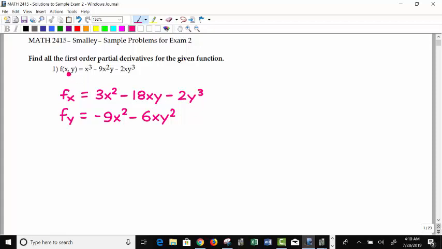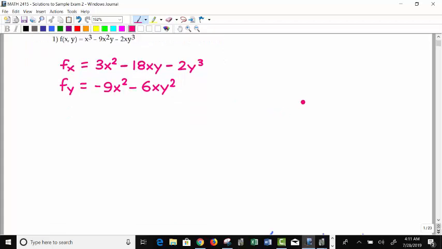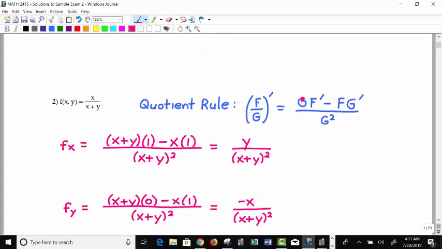Now the same function with respect to y. The x cubed term has no y, so its derivative will be 0. And then the derivative of y with respect to y will be 1, so it would just leave a negative 9x squared. And then the derivative of y cubed would be 3y squared, which then makes that minus 6xy squared. Takes care of that one.